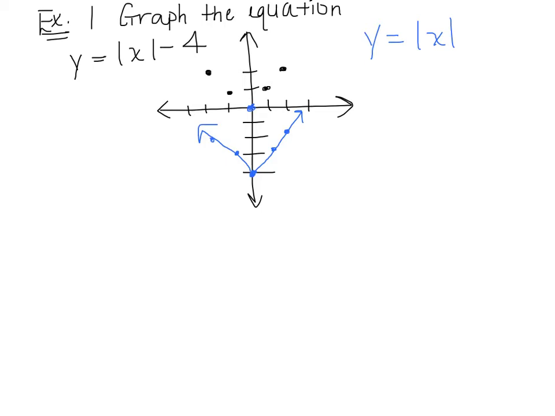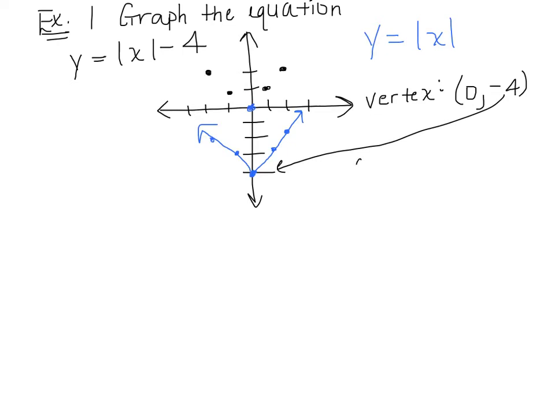And then you always want to label your characteristics. So we have our vertex, which is always H and K. H we don't have, so it's 0. K is -4. Make sure it matches what your graph is.